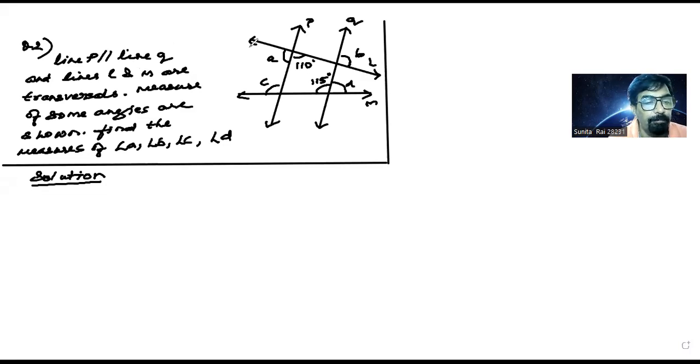Question number 2, line P is parallel to line Q. Just have a look at line P and line Q. The standing lines are parallel, okay? Lines L and M are transversal. This L and M are transversal.